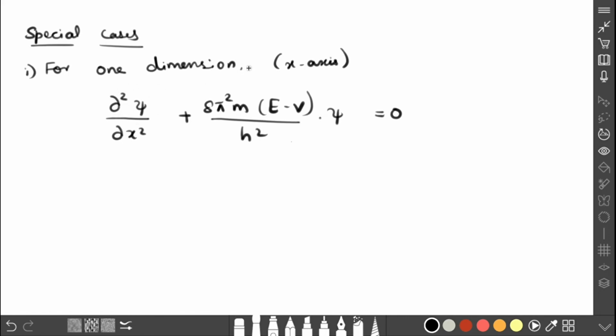So here I can represent psi of x, which means that the particle is moving only along the x direction. This is the one result.